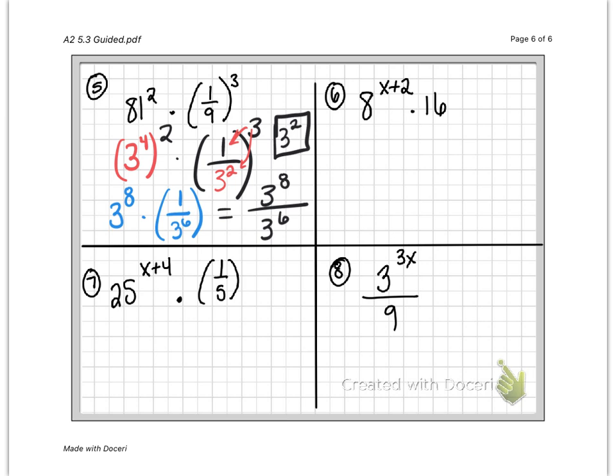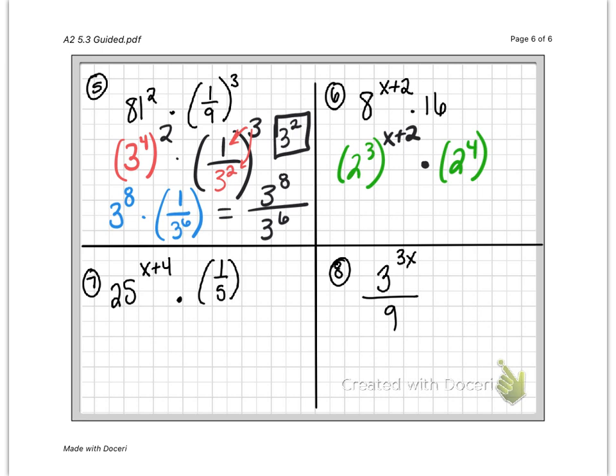All right, number 6. What base should we work with here on number 6? Good. Let's get a base of 2. How do we write 8 with a base of 2? 2 to the 3rd, to the x plus 2, times, how would I rewrite 16 with a base of 2? 2 to the 4th.